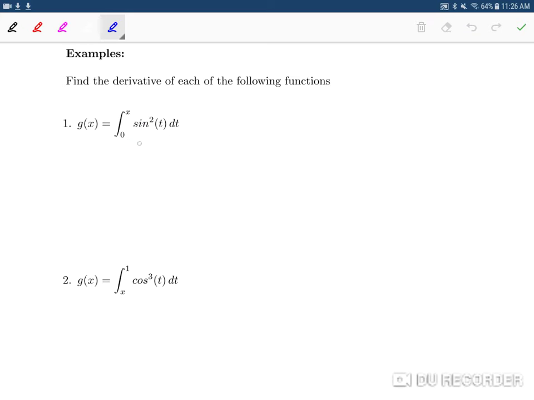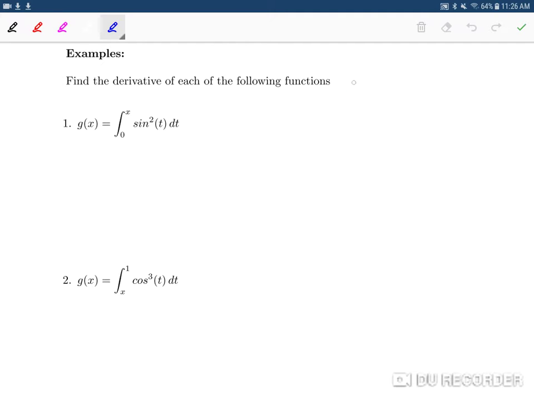So you integrate the sine squared from 0 to x, and then you get the function g of x, because when x changes, the value changes. That's why it's a function of x. And they want us to find g prime of x.